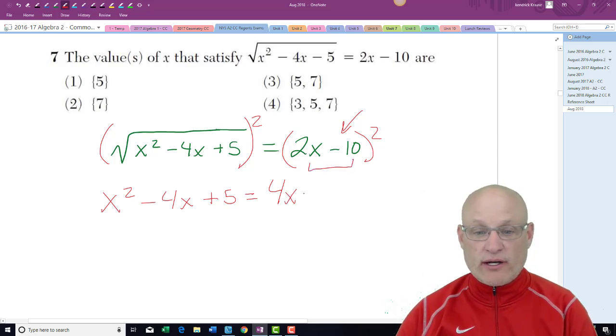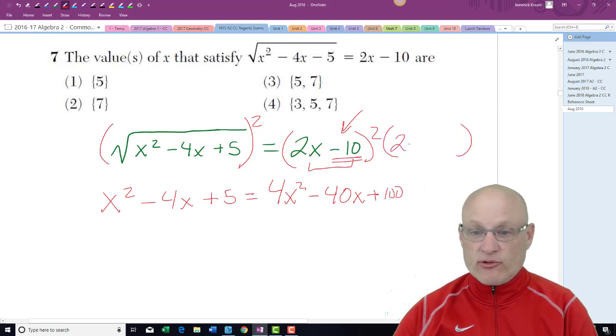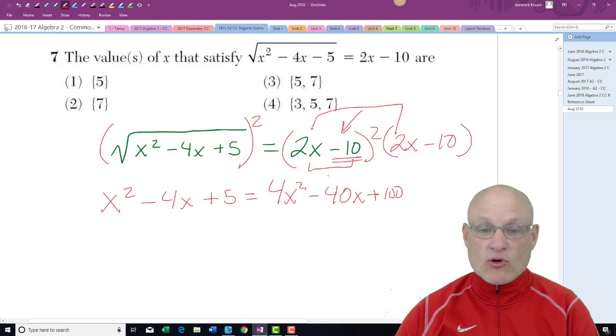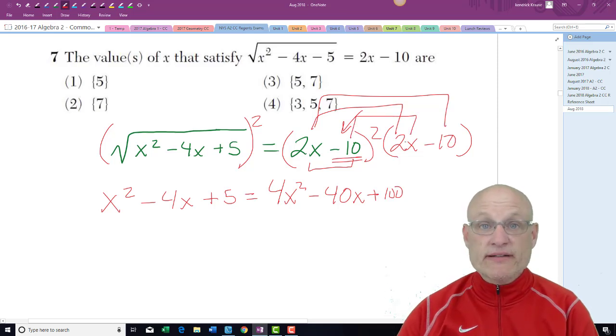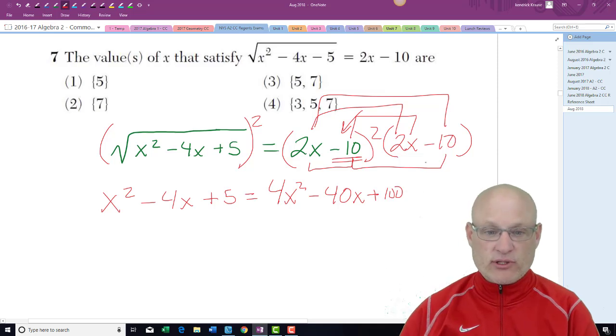So that's negative 20. So that's negative 40x. And then you square this, which is plus 100. Now, for those of you that don't learn that, what you've got to do is double distribute. Minus 10 here. This gives me 4x squared. This gives me minus 20 and minus 20. That's minus 40. And then negative 10 times negative 10 is positive 100.